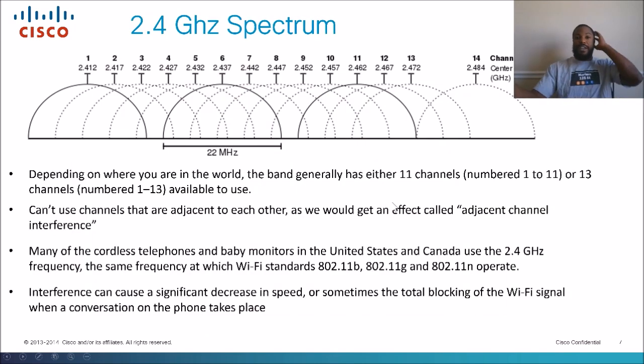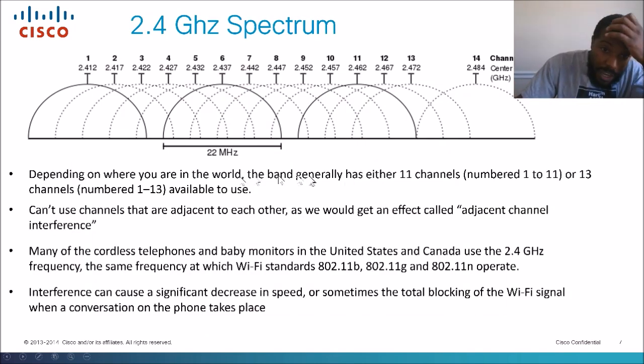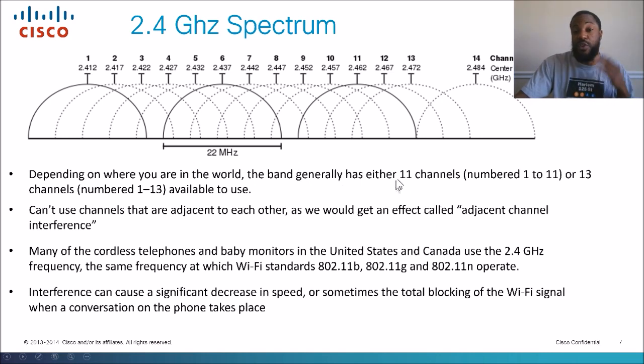So we talk about the 2 gigahertz range. Depending on where you are in the world, the band generally has either 11 channels. Well, where did channels come from? Yes, the channels are in megahertz. Once you start tuning in, that's just like what a Wi-Fi radio is. It's just like a radio that you listen to on an actual radio.